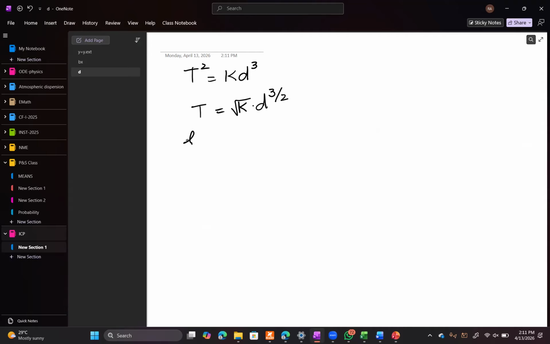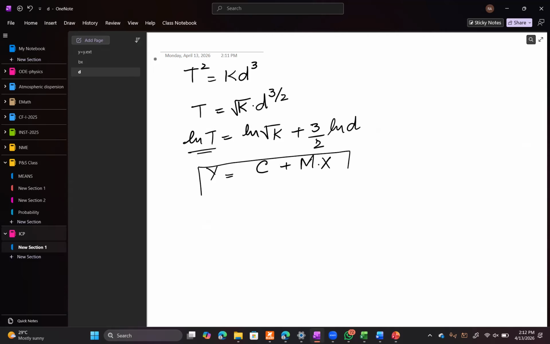So if I take the log, the natural log, it is log of T equal to log of this constant k plus 3 by 2 times log of d. And if I consider log of T as y and this constant as c, then 3 by 2 should turn out to be the slope of a straight line between log of T and log of d. So let's do it.